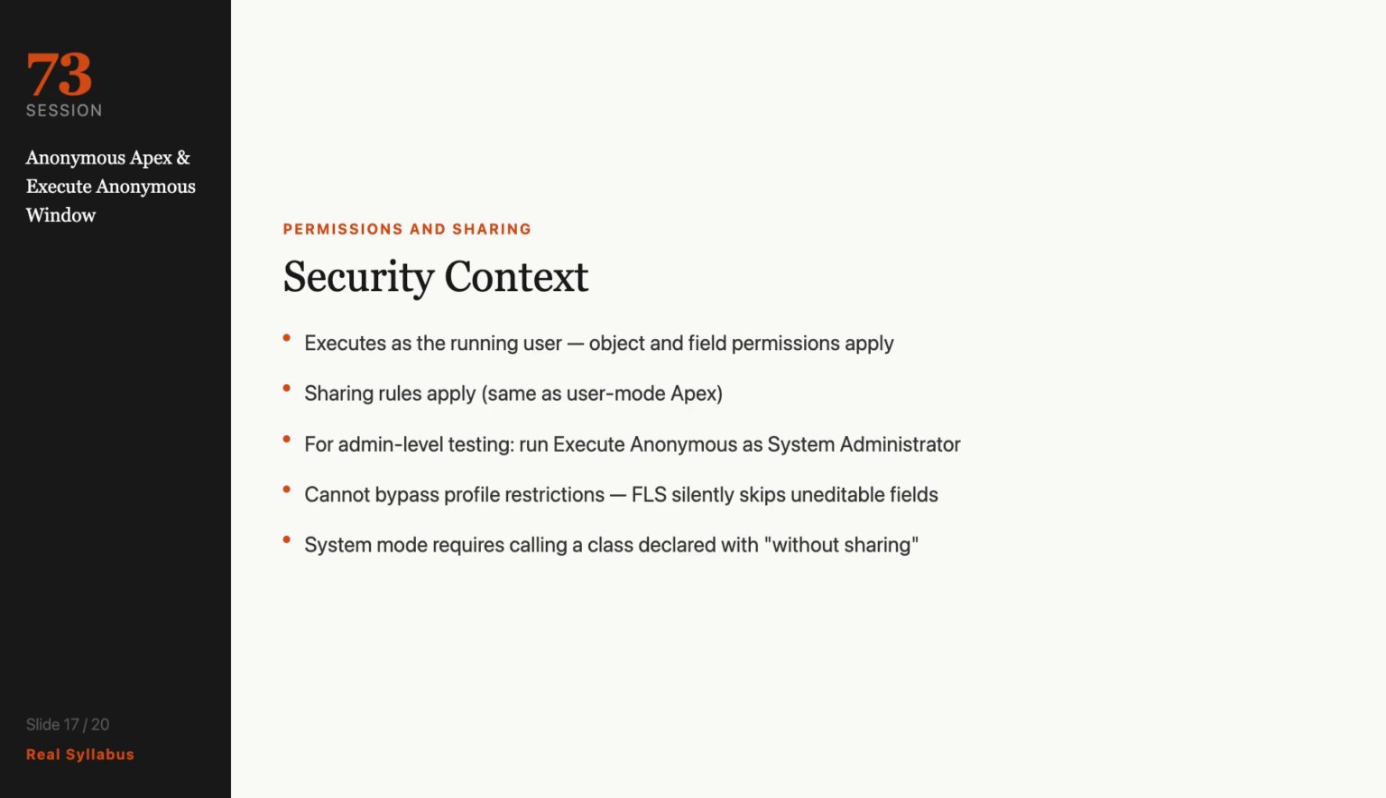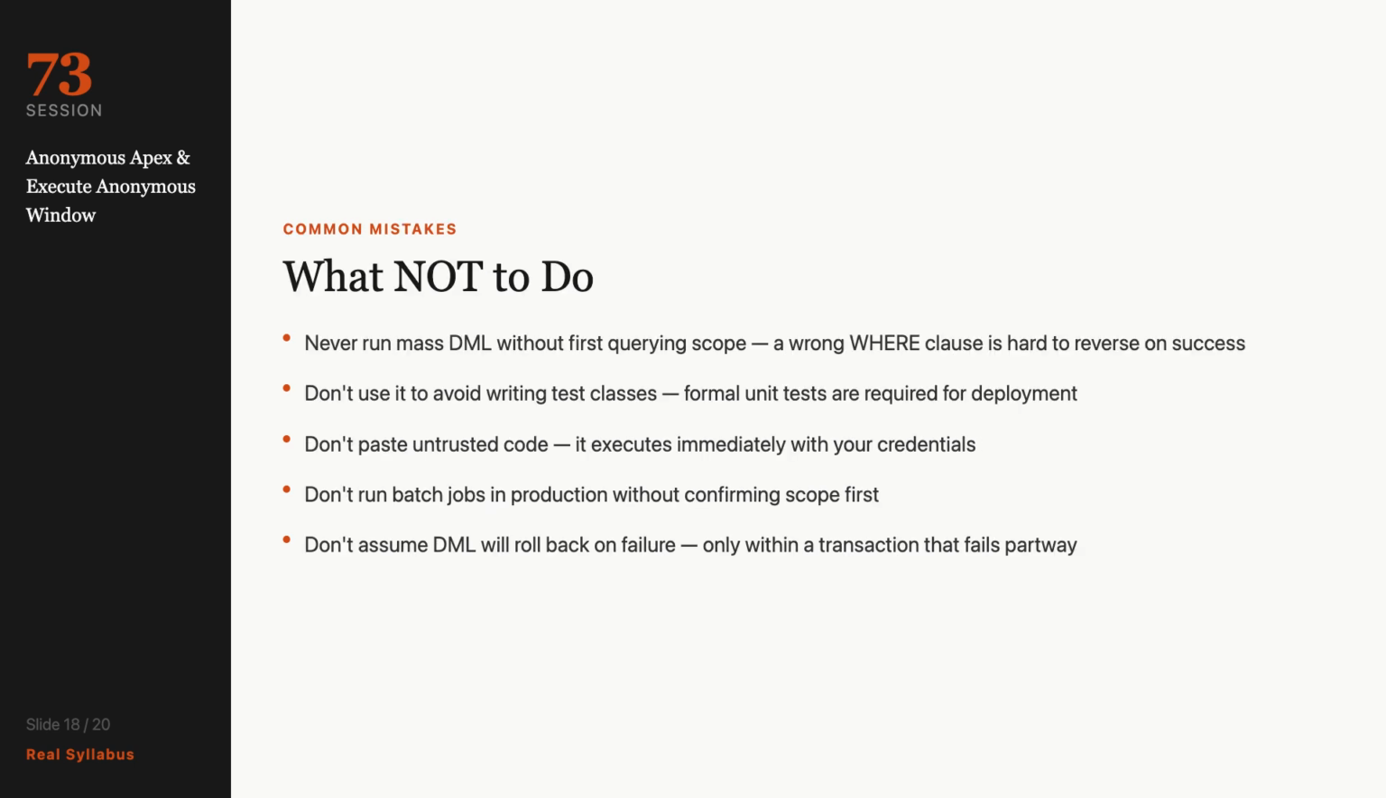What not to do? Do not run a mass DML update in Execute Anonymous without first querying to confirm exactly what you will affect. A where clause that is slightly too broad, for example, missing a date filter, can update thousands of records instead of the expected 10. In Execute Anonymous, there is no rollback on success. If the transaction completes, the data is changed. The confirmation query step, SOQL first, check the count, then update, is not optional for production fixes.